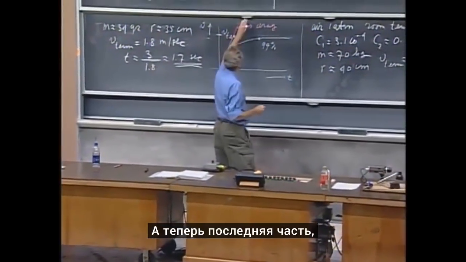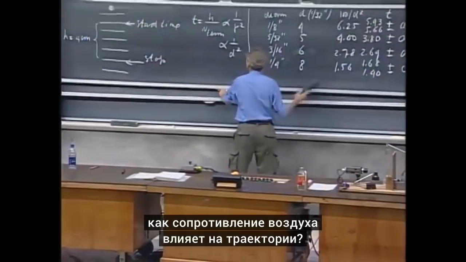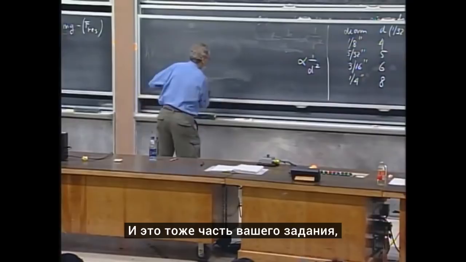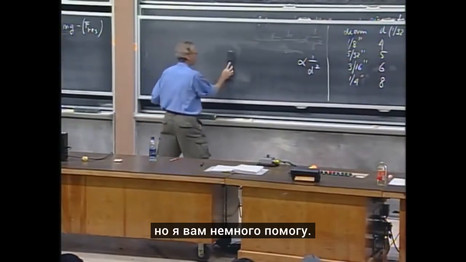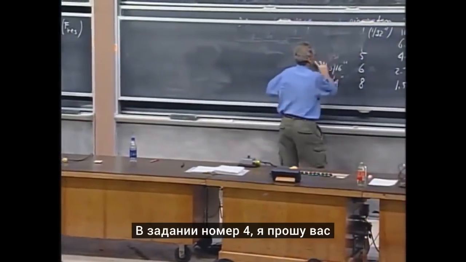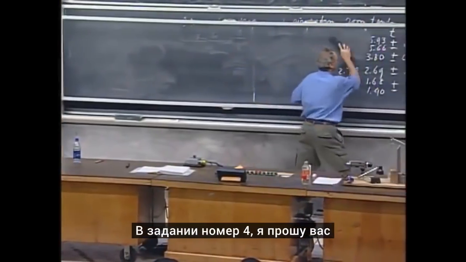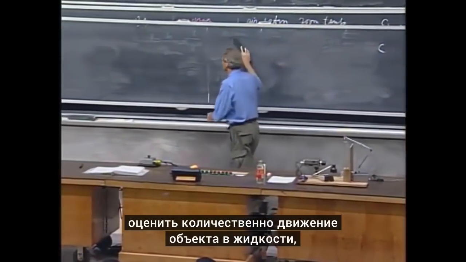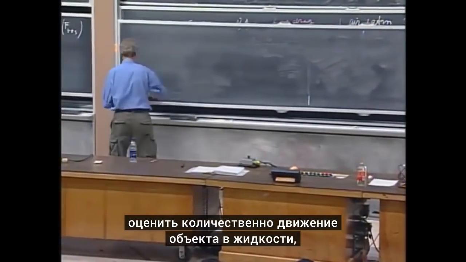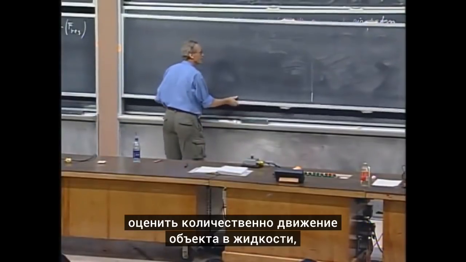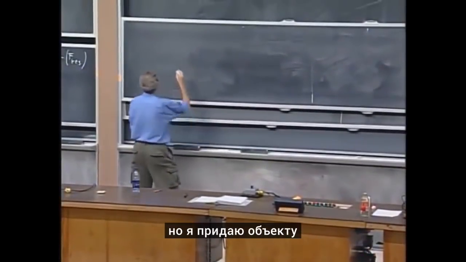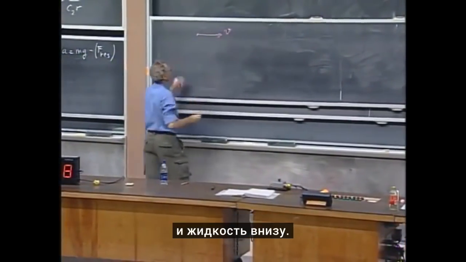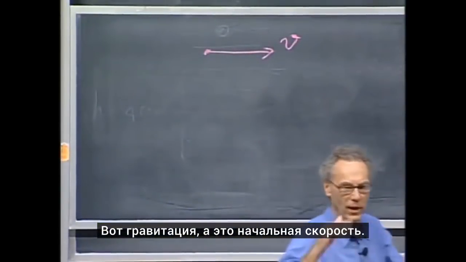Now comes my last part, and that is, how does air drag influence trajectories? And that is also part of your assignment, but I'm going to help you a little bit with that. In your assignment number 4, I'm asking you to evaluate quantitatively the motion of an object in liquid, but I give that object an initial speed in the x direction. And then there's the liquid below. Then gravity is there, and there's that initial speed.